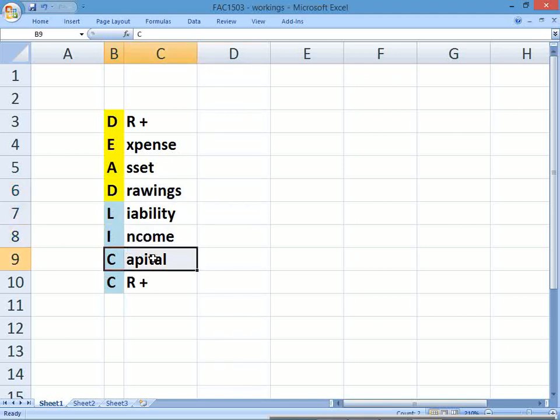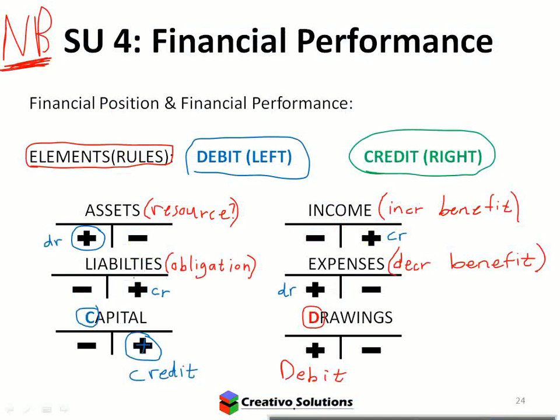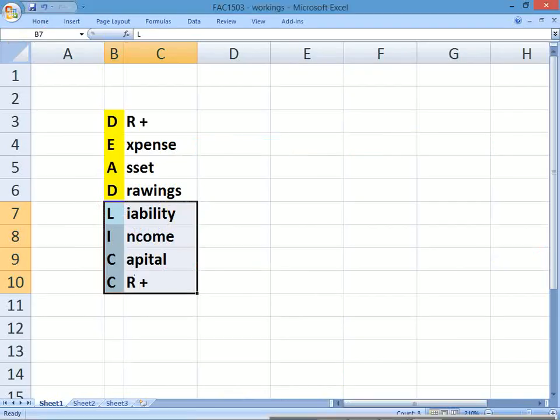Liabilities, income, and capital all have pluses on the credit side. If you look at them, the liability, the capital, and the income all had a plus on the credit side. So it doesn't matter. No one's ever going to ask you how you remembered the rules. They want you to use the rules. If we don't know the rules, then we're not going to be able to apply them.